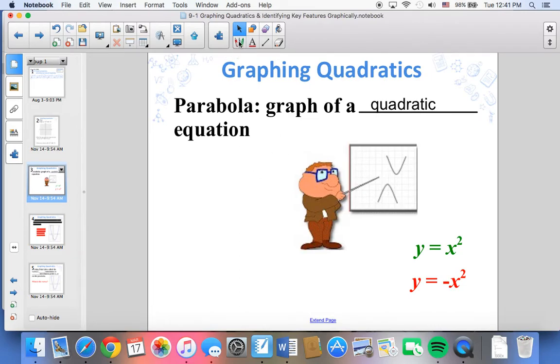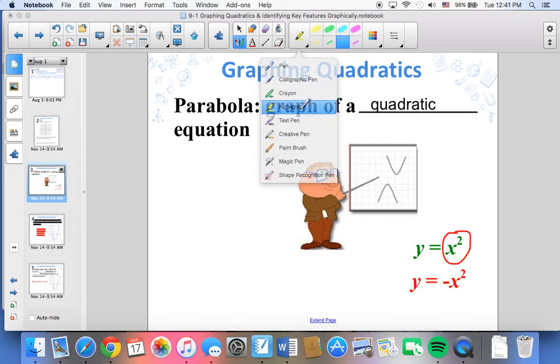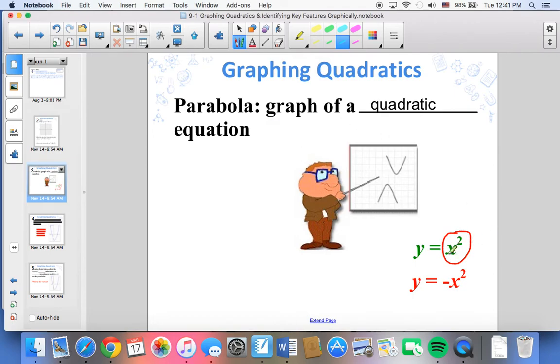A parabola has to have an equation with an x squared, okay? It's very important that it has an x squared to be considered a parabola or to be considered a quadratic. You can have a positive x squared, you can have a negative x squared, but you need to have an x squared. So a parabola is a graph that looks like this, or if it's a negative x squared, it would look like this.